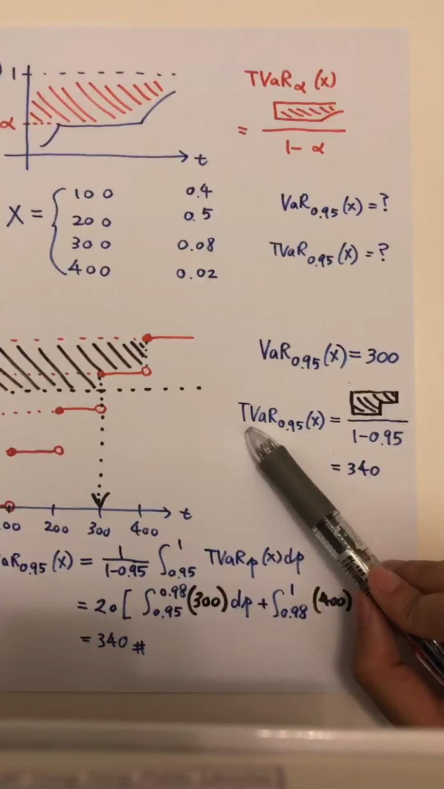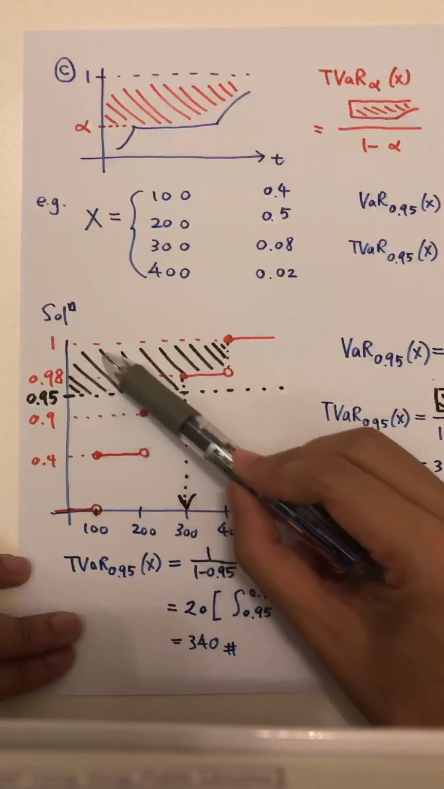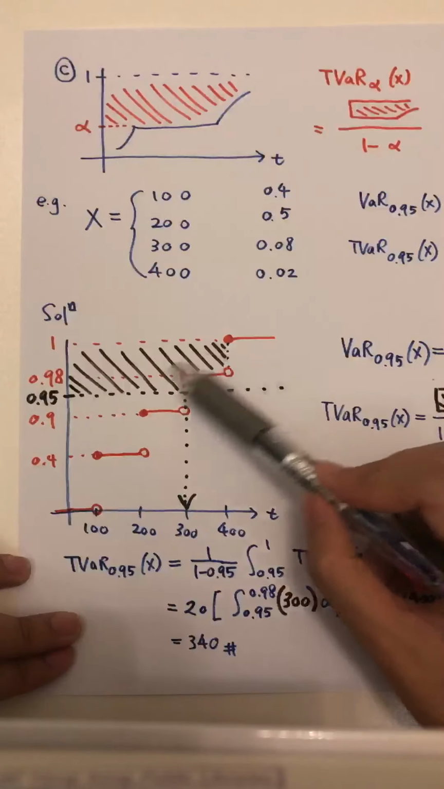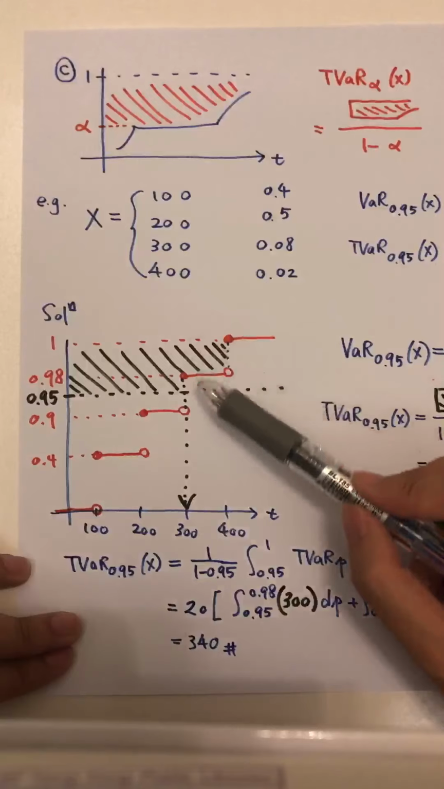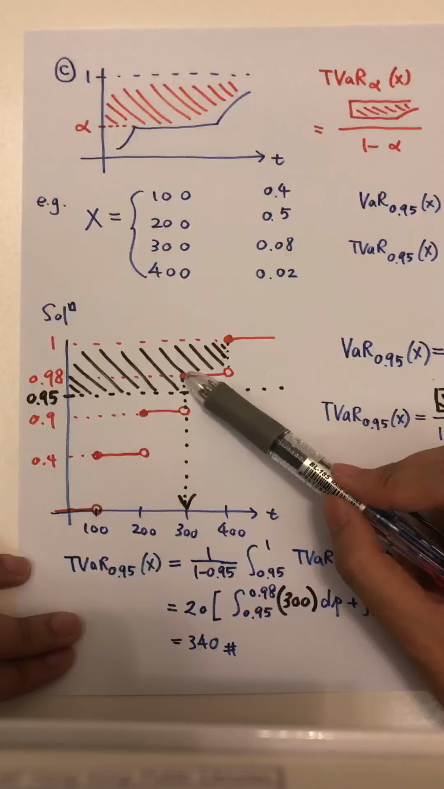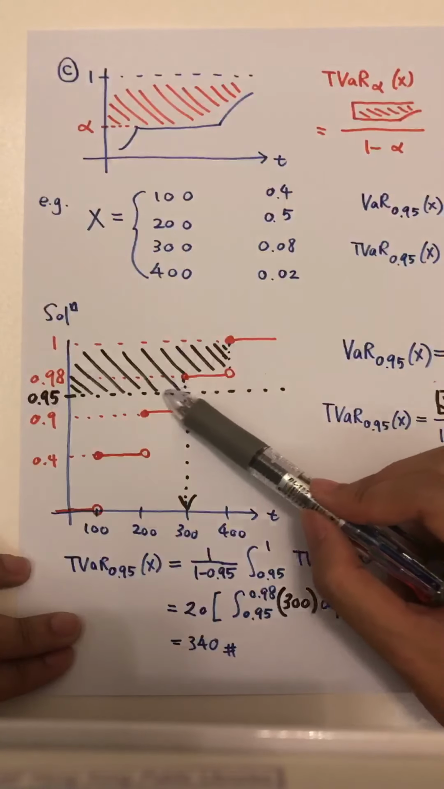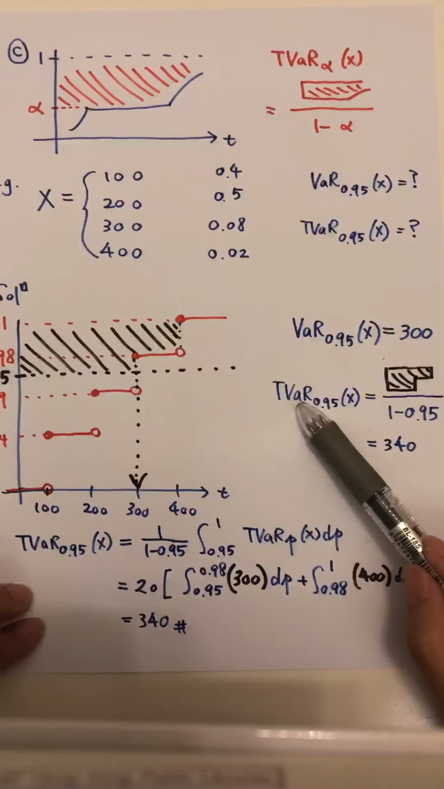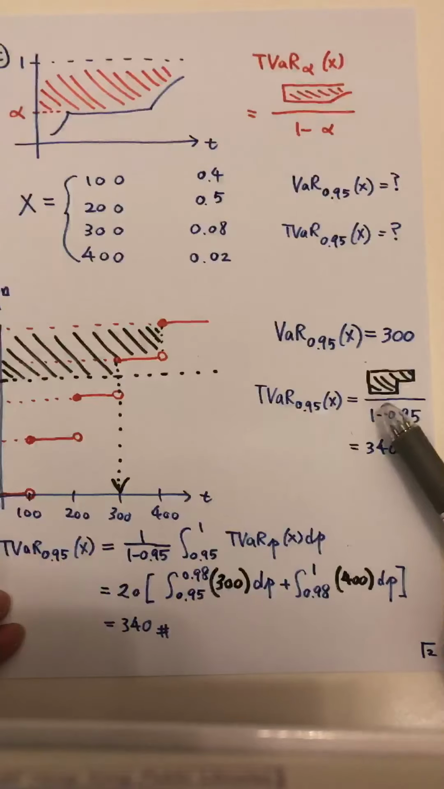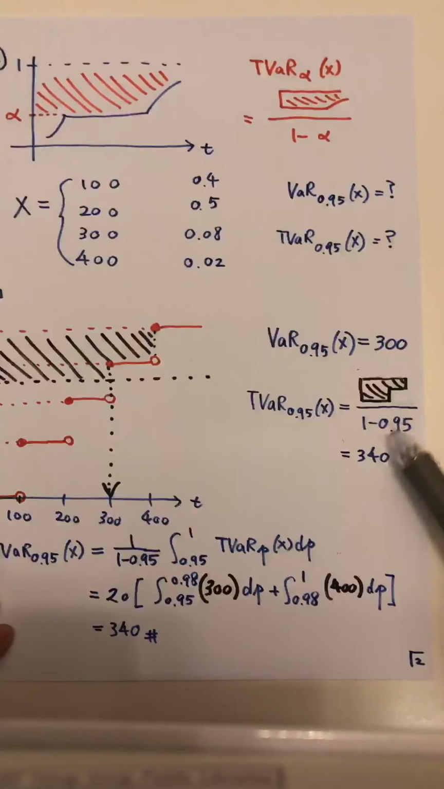Now, how about T-VaR at 0.95? This time we need to find out the region here. The black region is bounded below by 0.95, bounded above by 1, and bounded by the CDF curve. We need to find the area of this shaded region. The 95% T-VaR is the area of the black region divided by 1 minus alpha, 1 minus 0.95. You can easily find the area of this region, and if you do the calculation, you get 340.